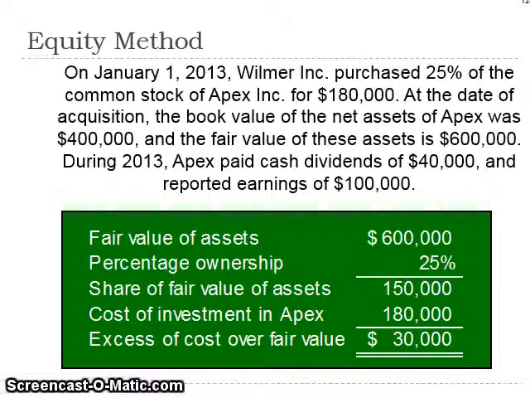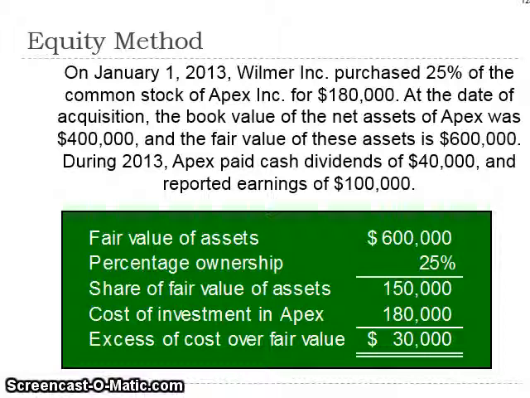I feel like the best way to show you guys the equity method is to look at a numeric example. Alright, so looking at this, January 1st, 2013, Wilmering purchased 25% of the common stock of Apex Inc. for $180,000. 25% clearly puts us in that equity method area unless we have some way or reason to get out of it. At the date of the acquisition, the book value of the net assets of Apex was $400,000 and the fair value of those assets is $600,000.